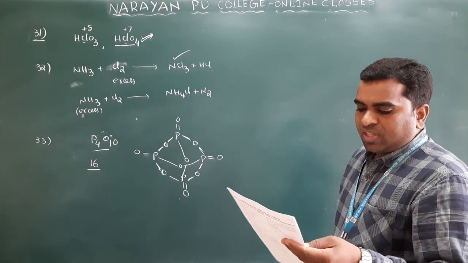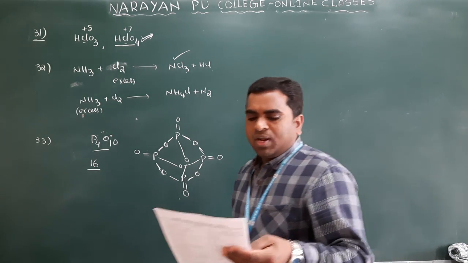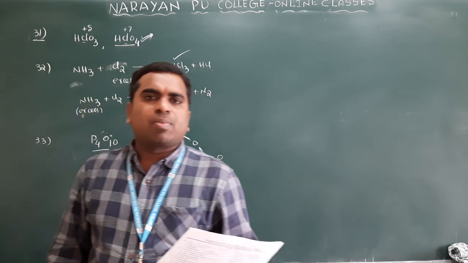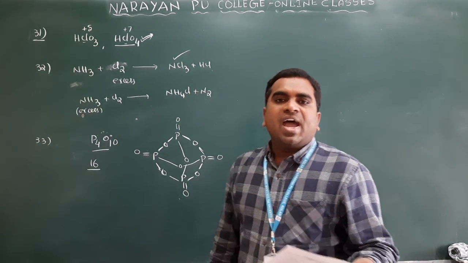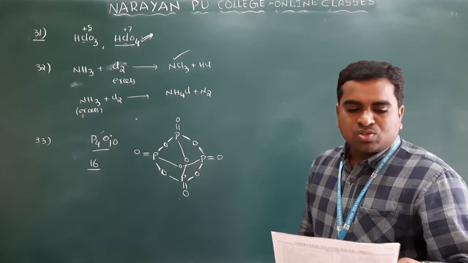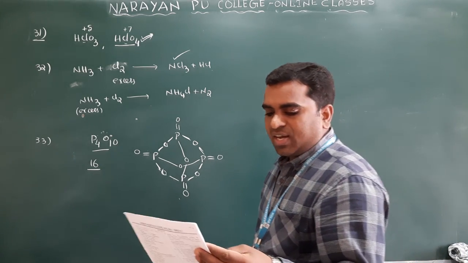Next one, 34, a direct question. When you heat ammonium dichromate at high temperature, nitrogen gas will be released. So that's why option 2 is the correct one.